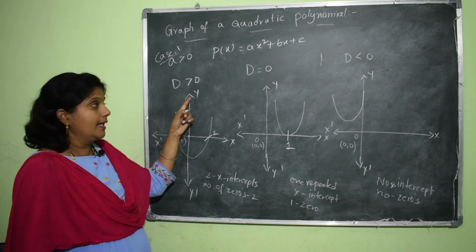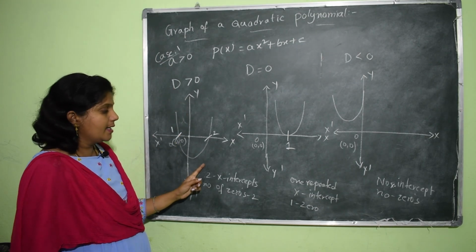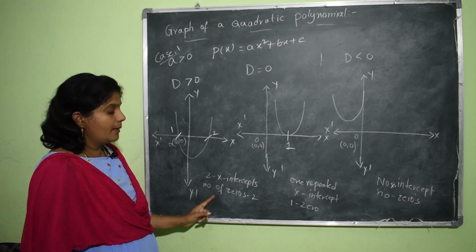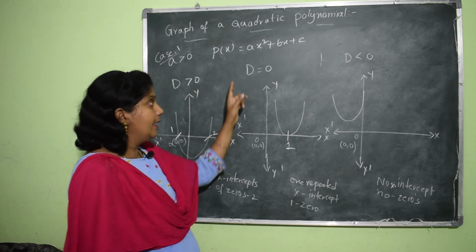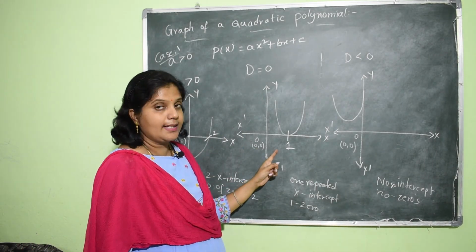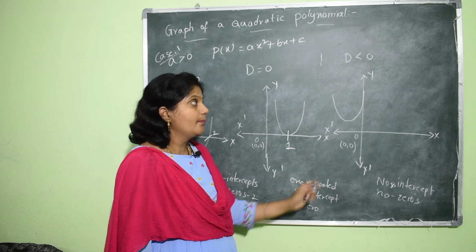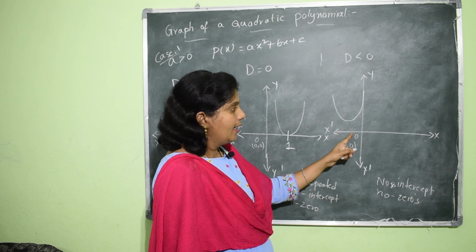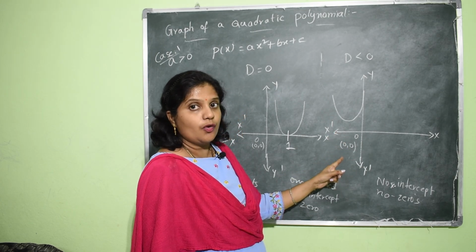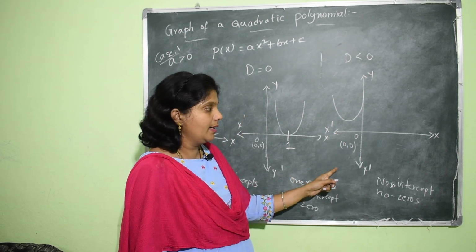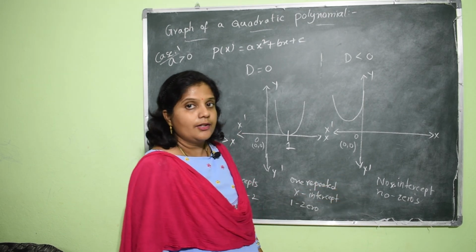Okay. So in the a greater than 0 case, and in the d greater than 0 case, how many x-intercepts are there? 2. So the number of zeros is 2. In the d equal to 0 case, how many x-intercepts? 1 x-intercept. So how many zeros? 1 zero. And in this case, is there any x-intercept? No, we are not having any x-intercept here. So the number of zeros is none.